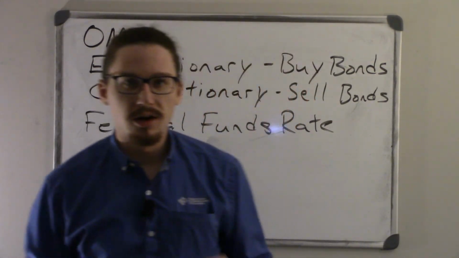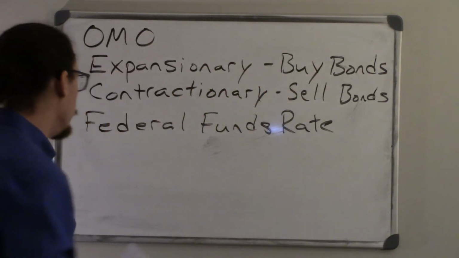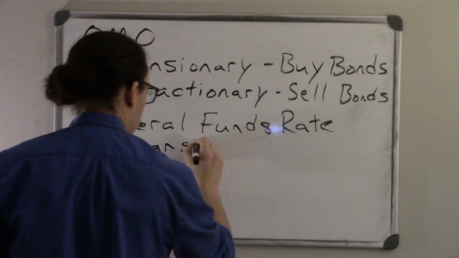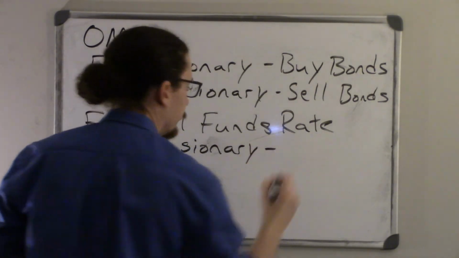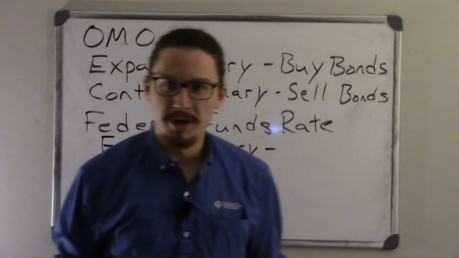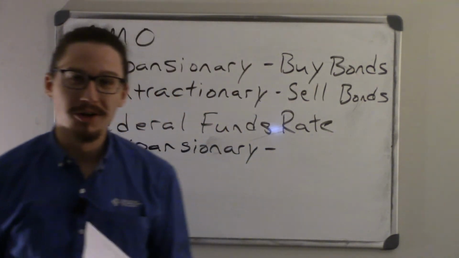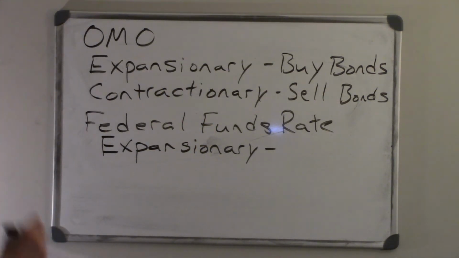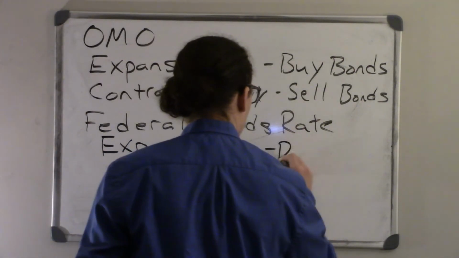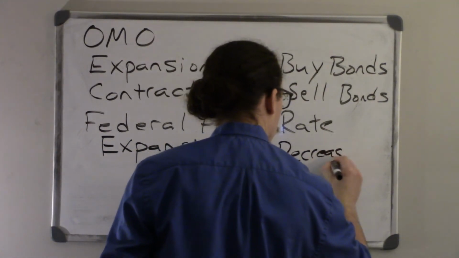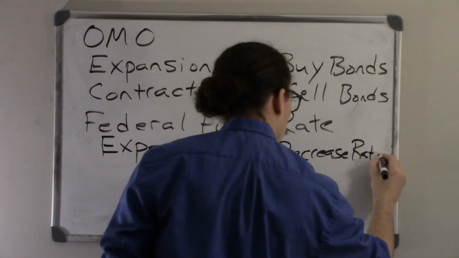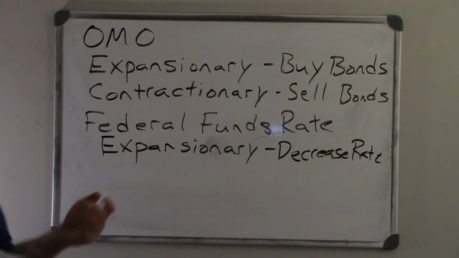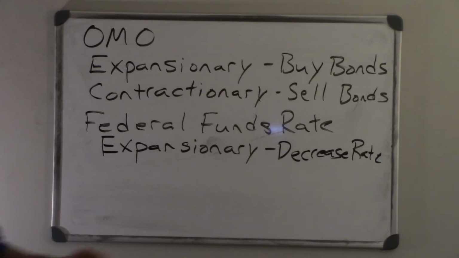So if the Fed is planning on doing some expansionary fiscal policy, or, well, the Fed won't do expansionary fiscal policy, but if they want to do expansionary monetary policy, then they might decrease that rate. All right, so why would that signal that they want to do expansionary policy?